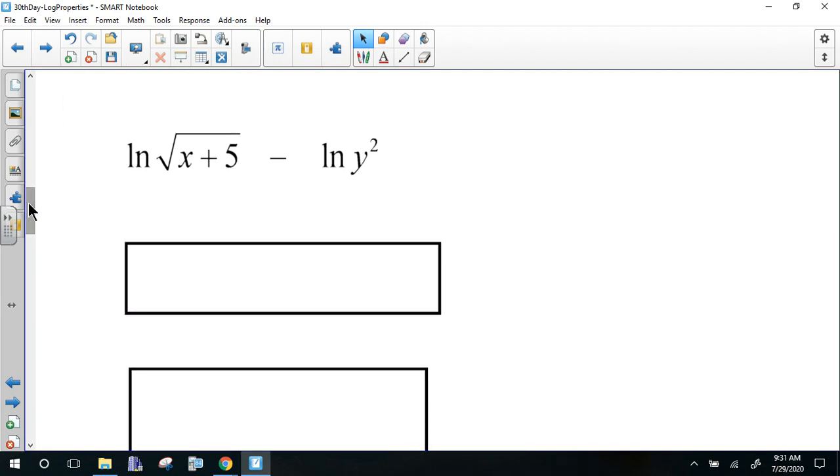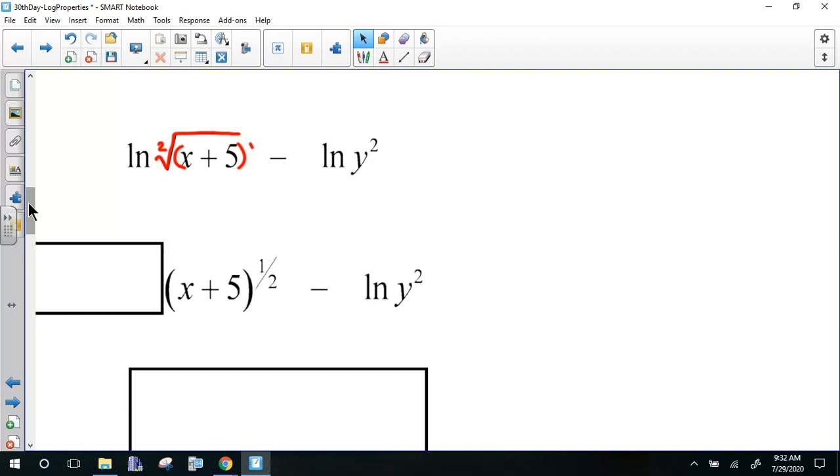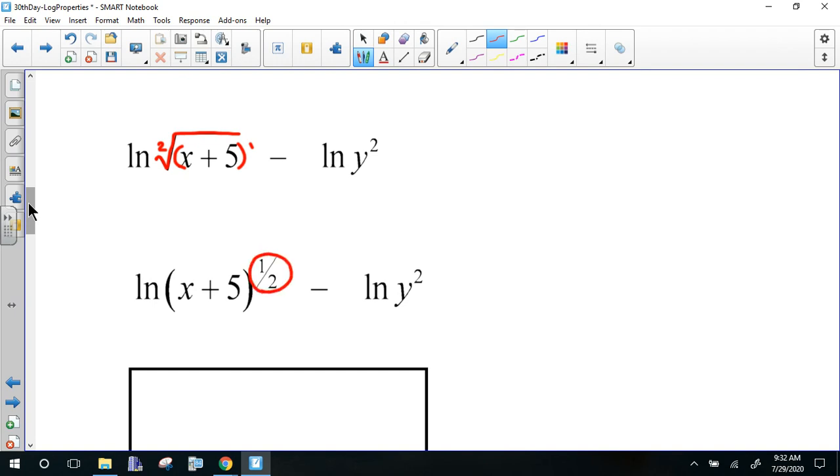I need to get rid of that radical by making an exponent. This is really a square root, and this is really to the exponent of 1. So my exponent should be 1/2. So that'll get rid of the radical.